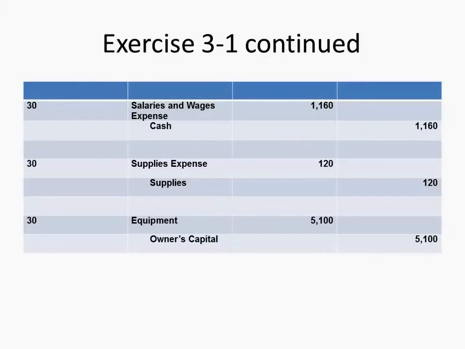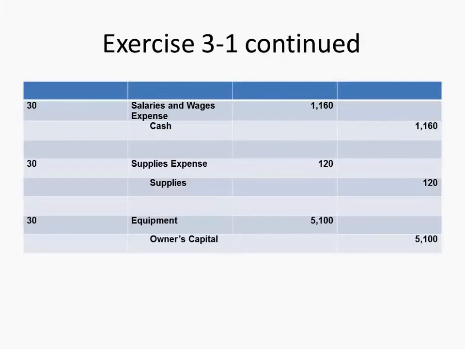Then what's going to happen? He's going to buy a computer, right, for $5,100. So what's the journal entry that you're going to make for that? Debit equipment for $5,100, and what are you going to credit? Cash. Right, cash for $5,100, because you already did the owner's capital.